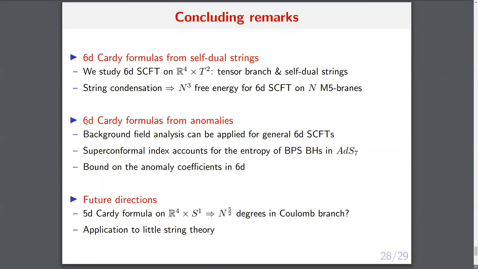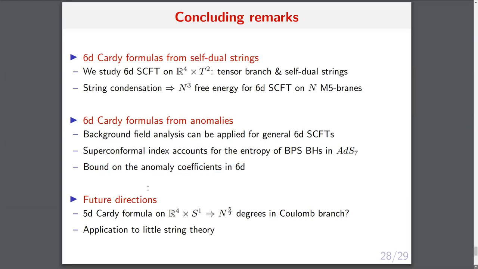And in the second part, we considered the 6D Cardy formula from the anomalies, and we introduced the concept of background field analysis, which can be applied for general 6D SCFTs. For the superconformal index, its free energy accounts for the entropy of the BPS black holes in the dual AdS7. And for the (1,0) theories, we found a non-trivial bound on the anomaly coefficients in 6D.